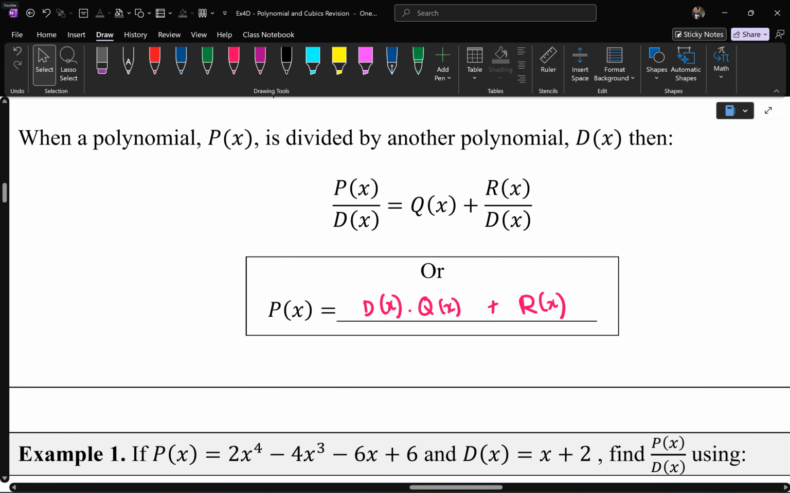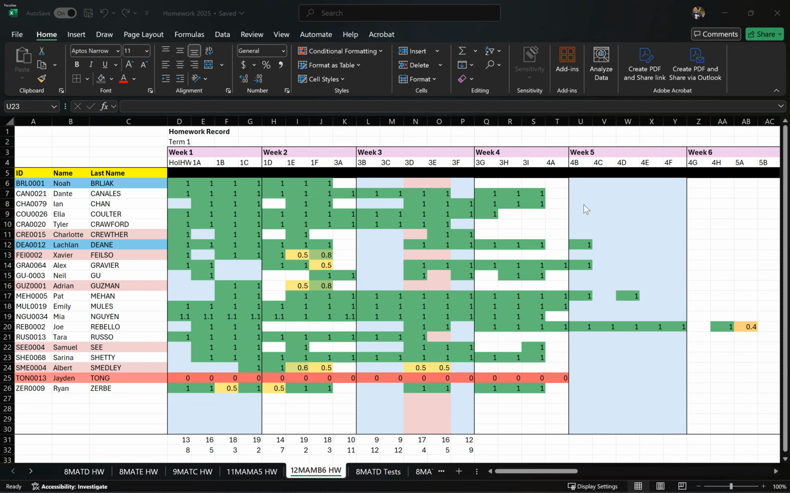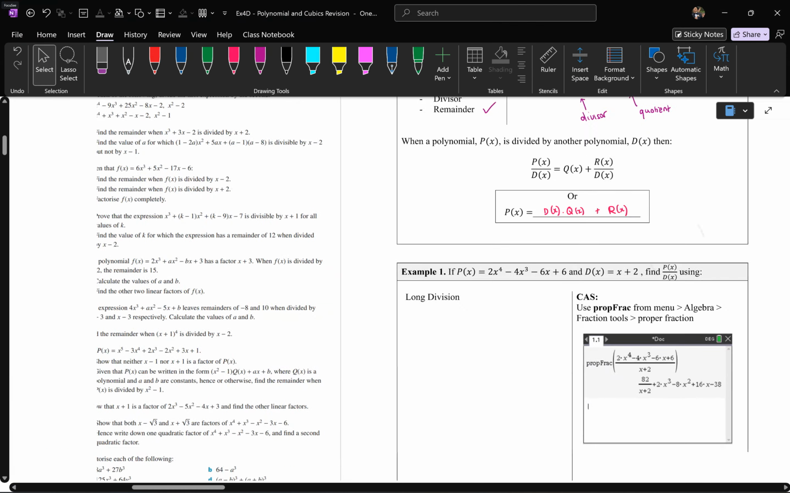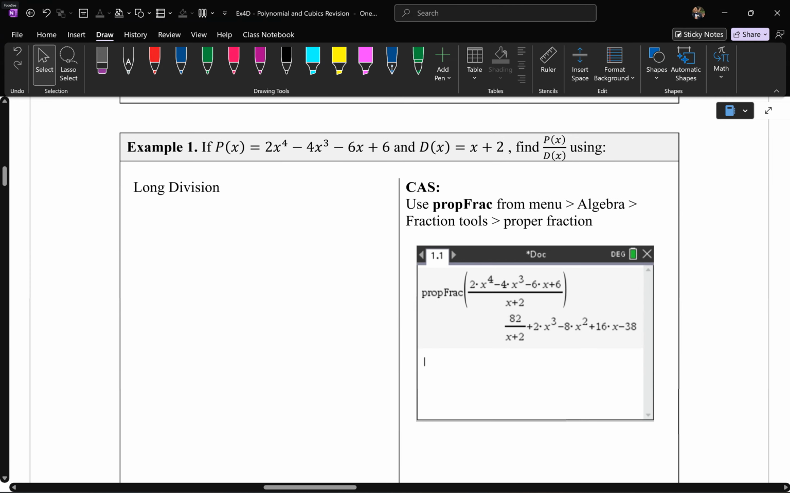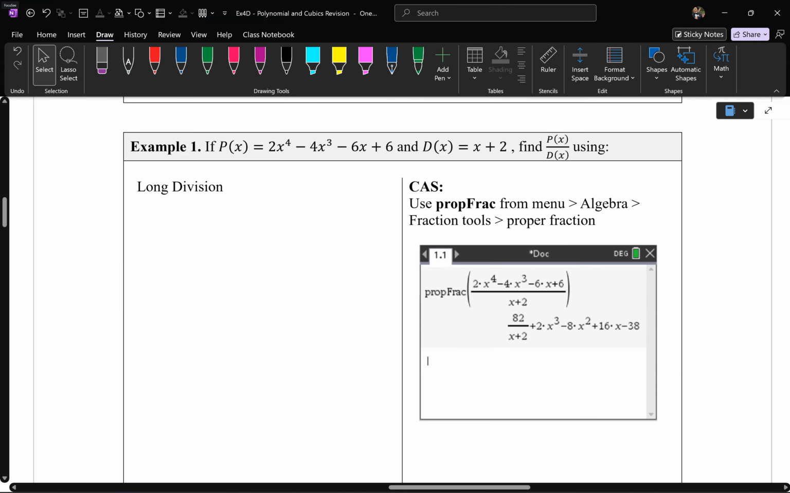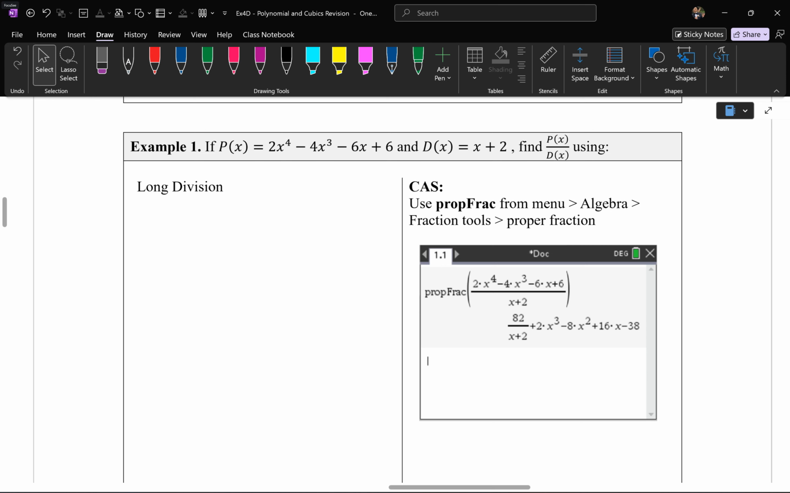So let's revise what we learnt last year in cubics. Or, well, technically it's under polynomials, but mainly you would have dealt with cubics. Let's have a look at this one. Got the answer on the side for you using a CAS. So for those who don't know how to use a CAS, you go to menu, algebra, fraction tools, proper fraction, type that in, and it can do your polynomial division for you. So you get your quotient plus your remainder.